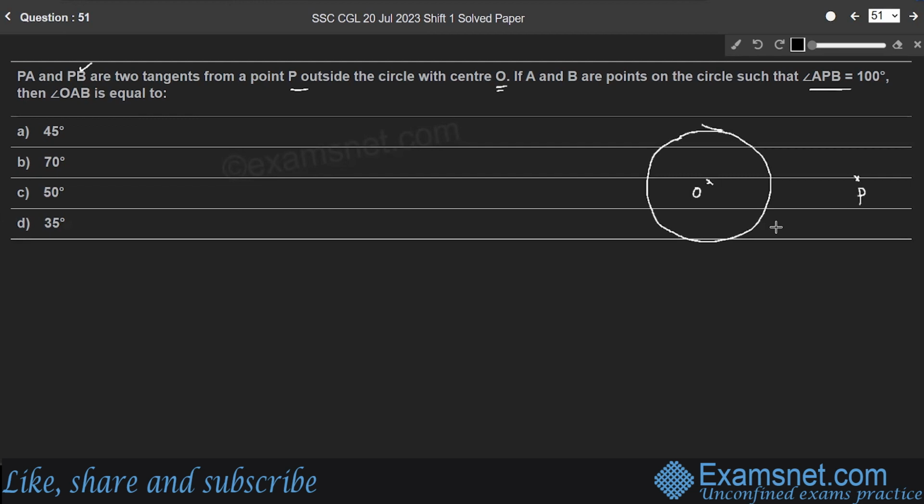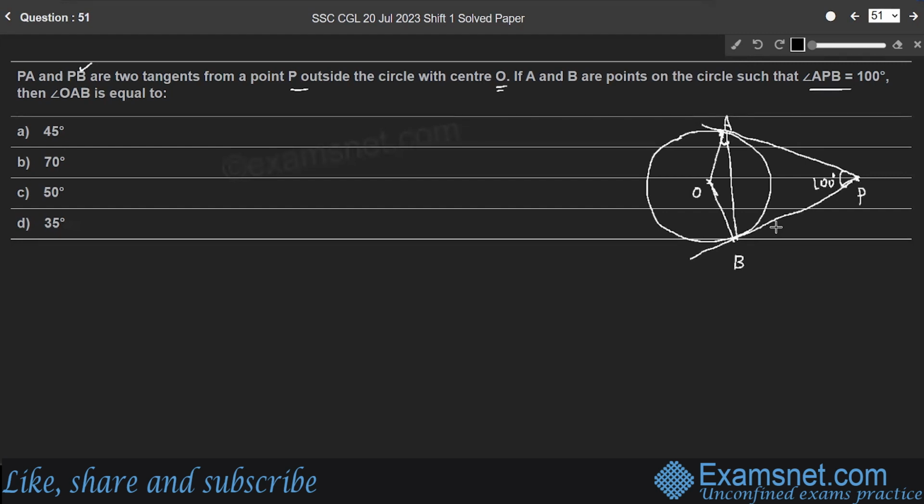From the point P, draw a tangent PA. And also from the same point, draw a tangent PB, such that angle APB is 100 degrees, which is already given. So we need to find OAB. For that, let us join O and A, and O and B, these two points, and join A and B also. Here we need to find angle OAB.